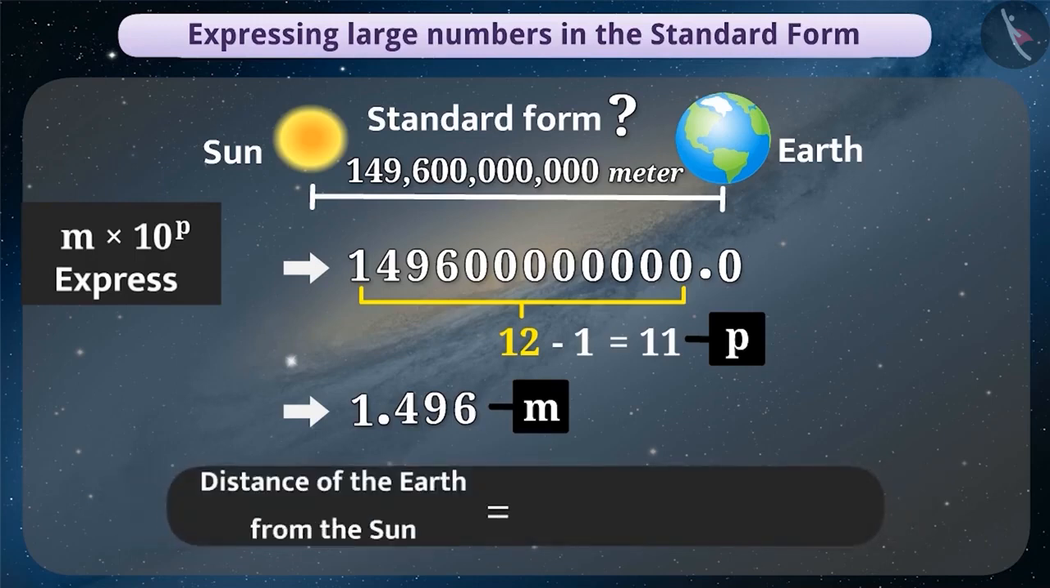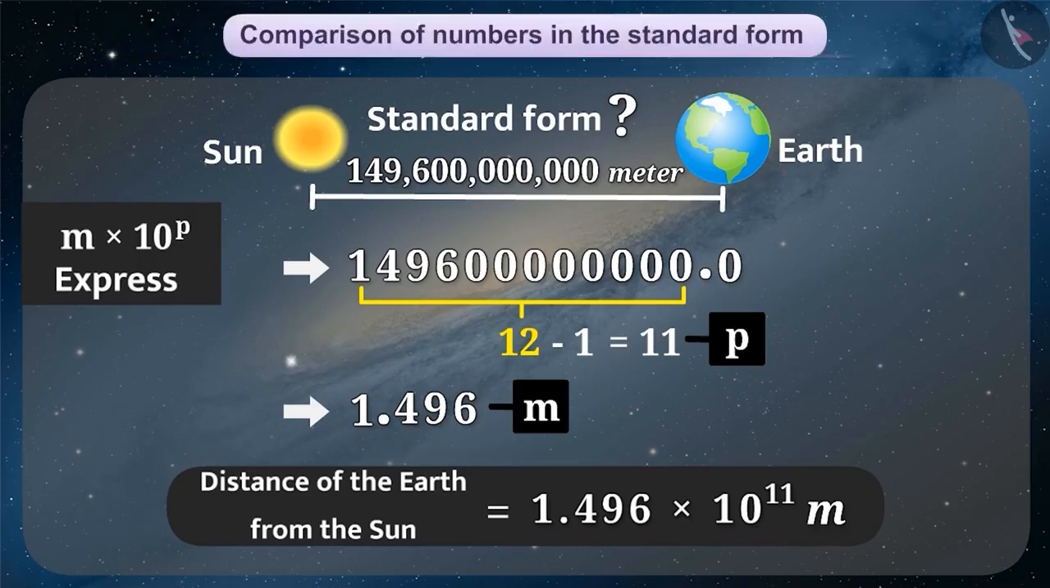Now, we can express the distance of the Earth from the Sun in the standard form as 1.496 into 10 to the power of 11 meter. As you can see, we can easily read and write numbers in their standard form. With this, we can also easily compare numbers using their standard form.